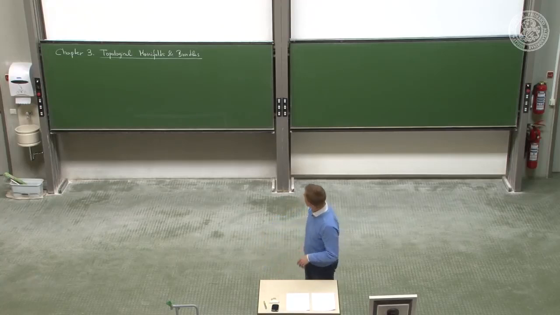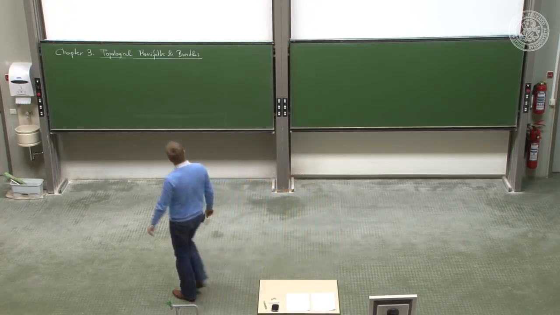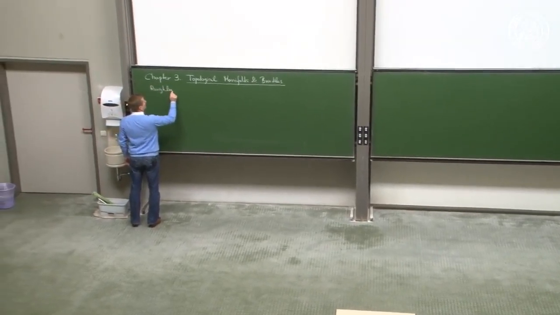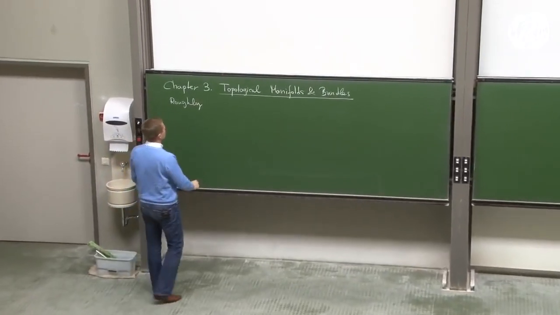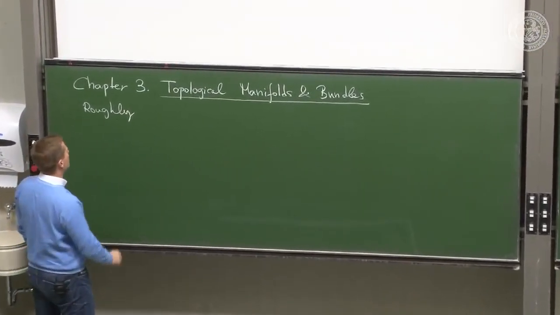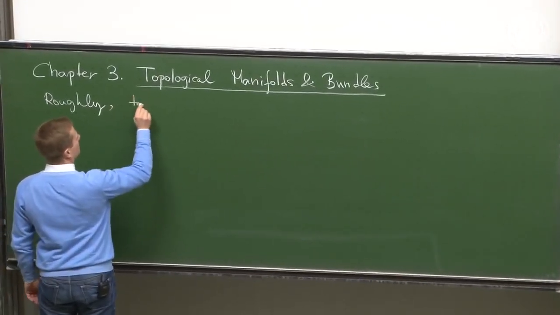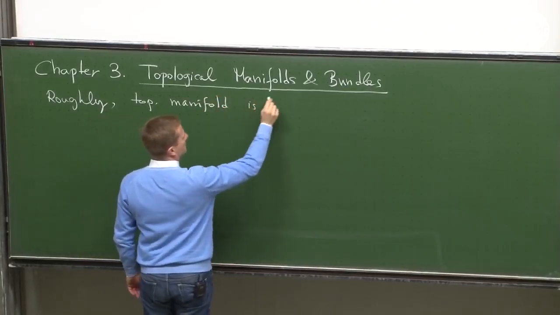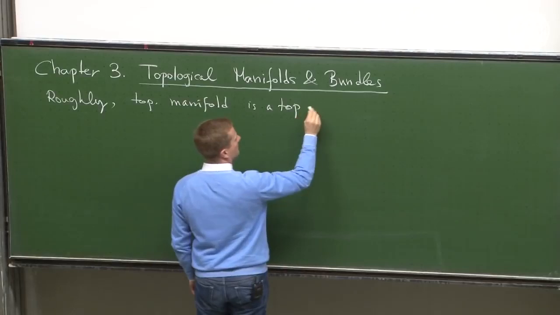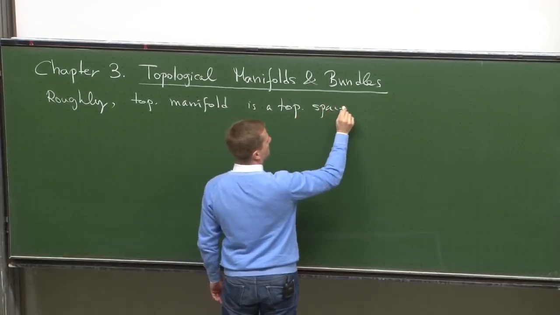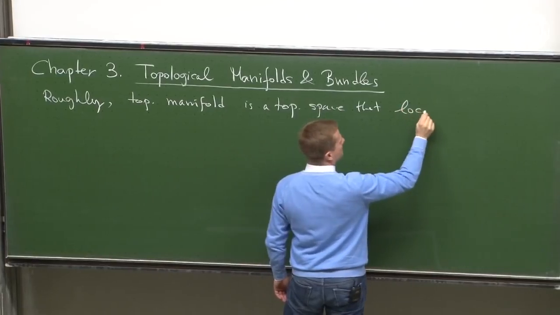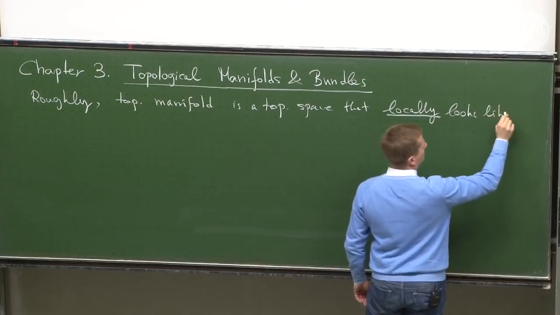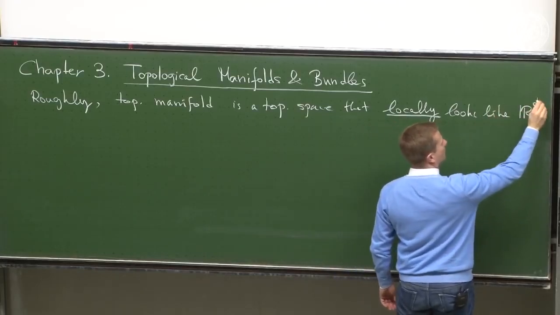But we first start with topological manifolds, and very roughly speaking, a topological manifold is a topological space that locally, and that's the key word here, locally looks like some R^d for a fixed number d.